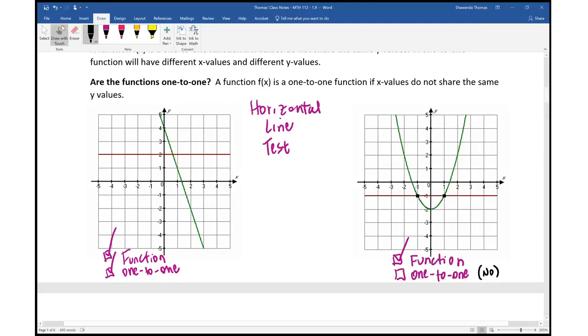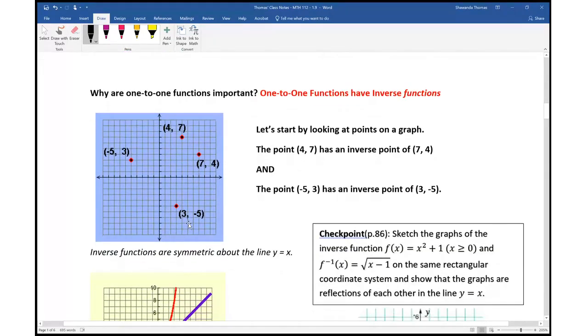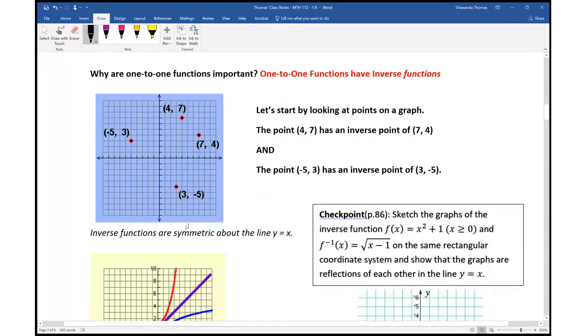Let's go on to this next page. Why are one-to-one functions important? One-to-one functions have inverse functions, and then we're going to go over a real-world application of using inverse functions, which is to decode a message, right? Using cryptography. So just showing you that inverse functions can be used in real-world applications. So that's why we want to know if a function is one-to-one. If it is one-to-one, it has an inverse function.